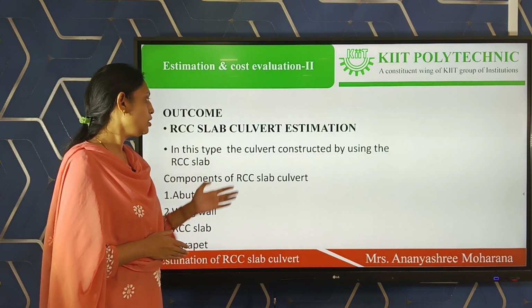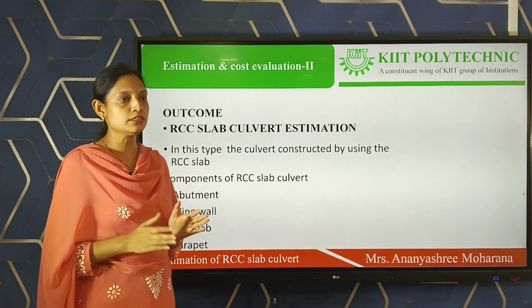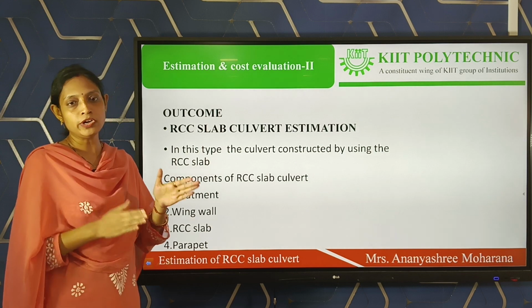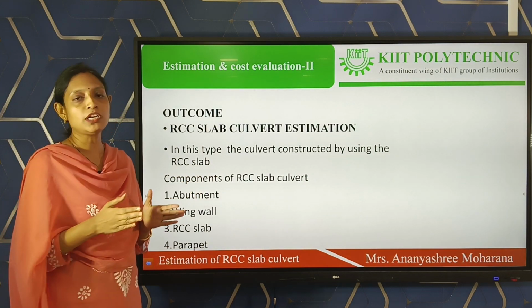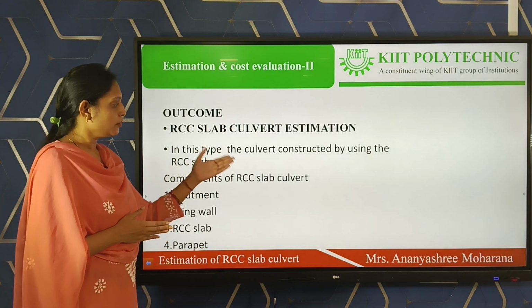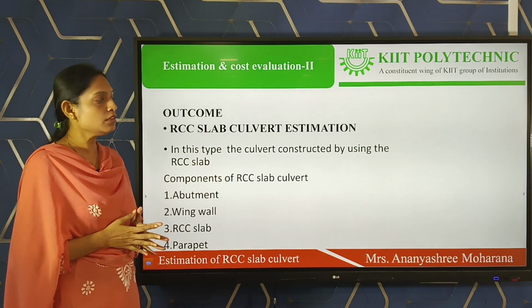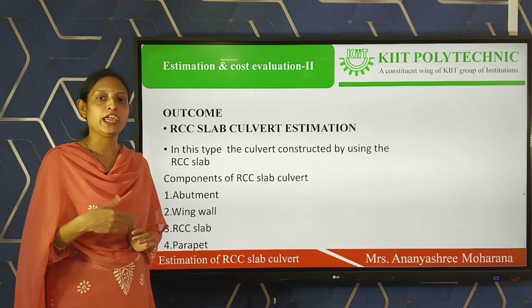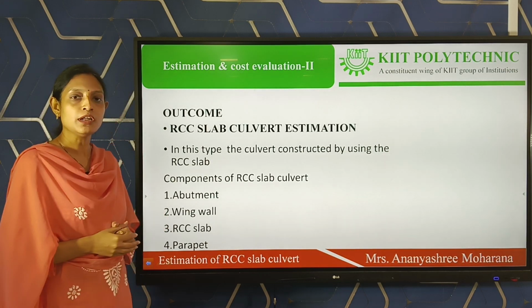As we all know, culvert is defined as the structure constructed to make a passage over any waterway. When the waterway width is about 6 to 10 meter, then we are going to construct the culvert. When the waterway width is above 10 meter, then we are going for the bridge.